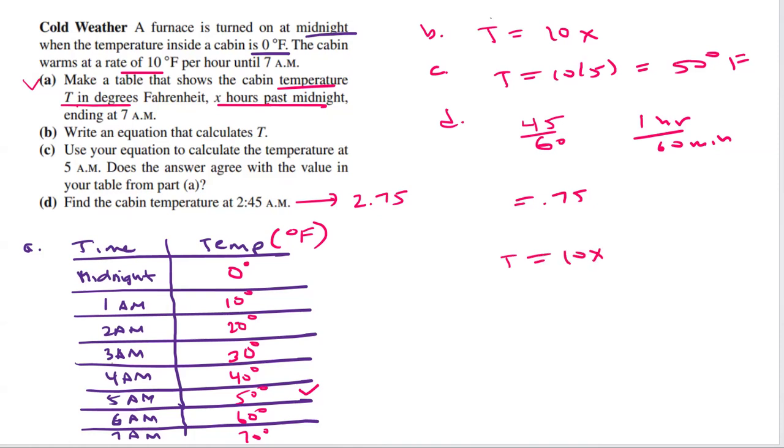And then when we apply our formula here, we're going to plug in 2.75 for x. So 10 times 2.75 gives us 27.5 degrees Fahrenheit.